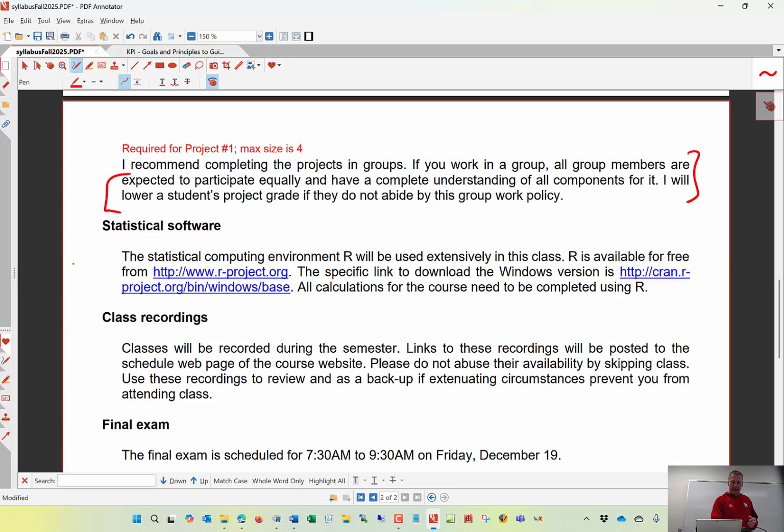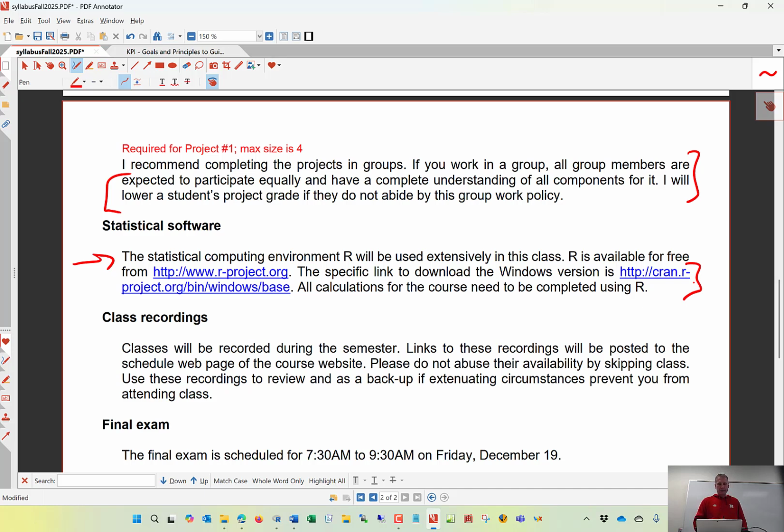As I've been talking about, we will be using extensively in this class the statistical software package called R. This is the language of statistics, so that's why we use it. We will have a little bit of an introduction to R later, but for those of you who do not know, R is available for free at this web address there. That's the Windows version. There's also versions for other operating systems too.